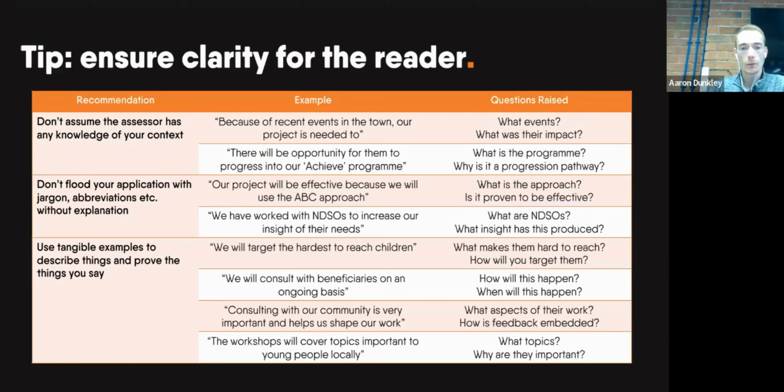Consulting with our community is very important, helps us shape our work. Again, it's the details and real examples of how that happened that show a funder that it is valuable to your organization. So rather than just saying that it's important to you, can you give any examples in the past where you've shaped a program differently, or introduced something new, or stopped delivering something because of feedback from your target group? And if you're talking about your project, then the more specificity the better.